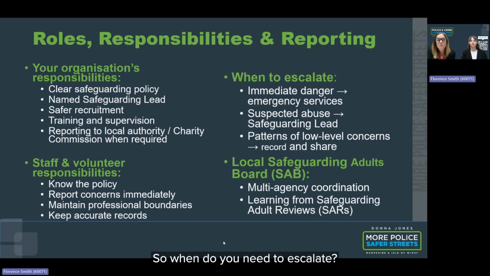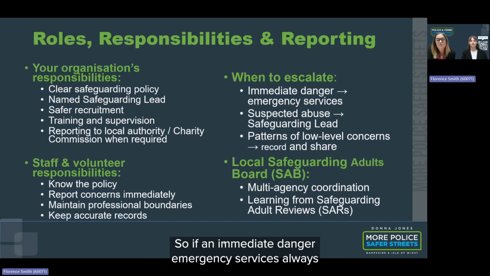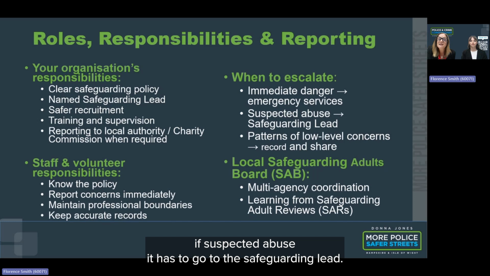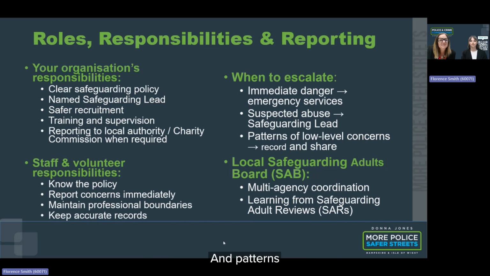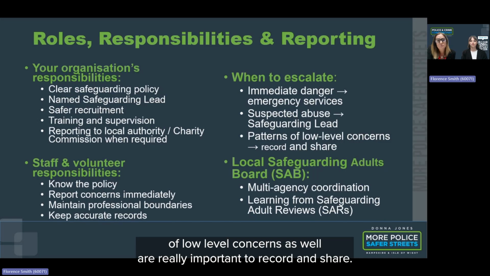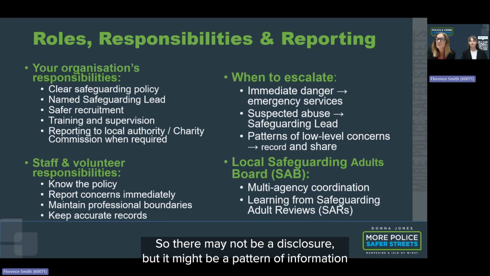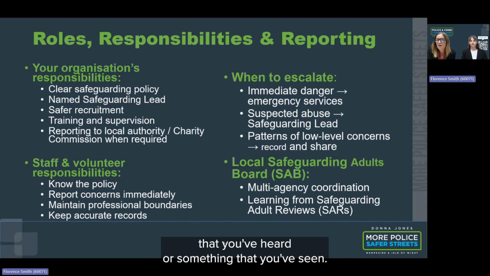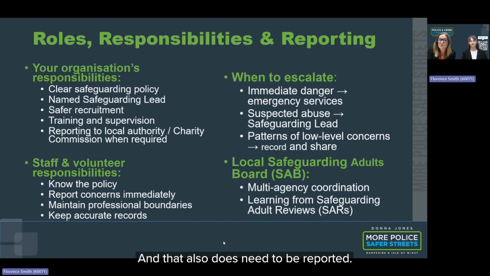So when do you need to escalate? If there is immediate danger, emergency services always. If suspected abuse, it has to go to the safeguarding lead, and patterns of low-level concerns are really important to record and share. So there may not be a disclosure, but it might be a pattern of information that you've heard or something that you've seen, and that also does need to be reported.